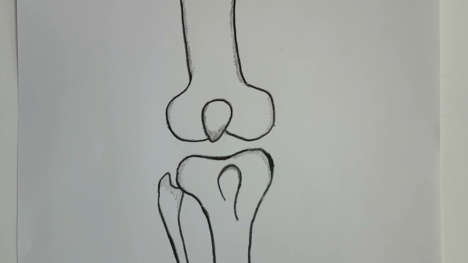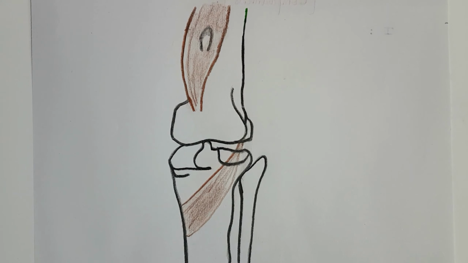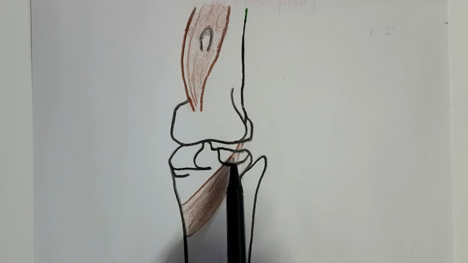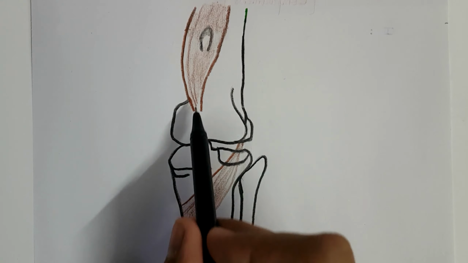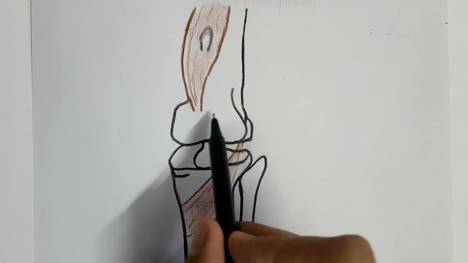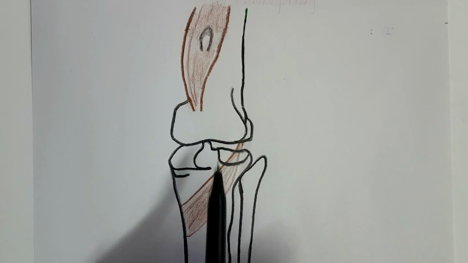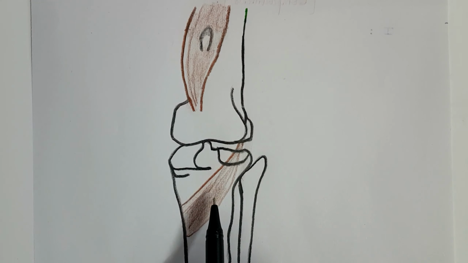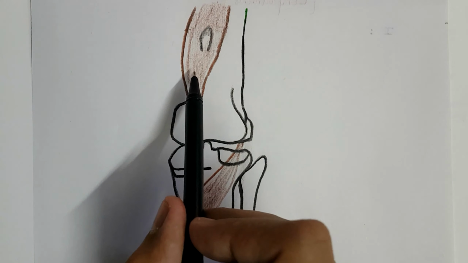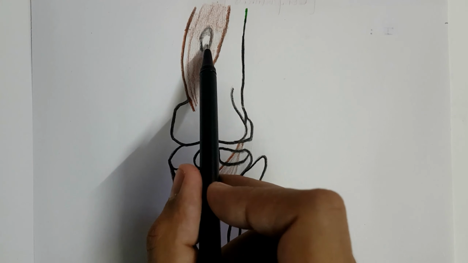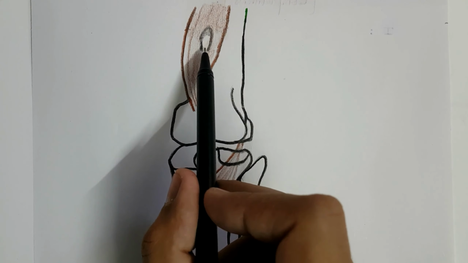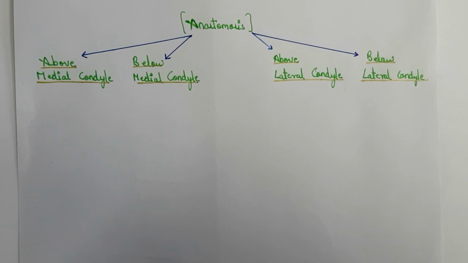Now let us take a look at the posterior aspect of the skeleton structure of the knee joint. This is the posterior structure of the skeleton of the knee joint, which includes the posterior aspect of the tibia, the fibula, and the posterior aspect of the femur bone. These two muscles are very important in the nomenclature of arteries. This is the popliteus muscle and this is the adductor magnus muscle, and this is a small pore in the adductor magnus muscle known as the hiatus magnus.